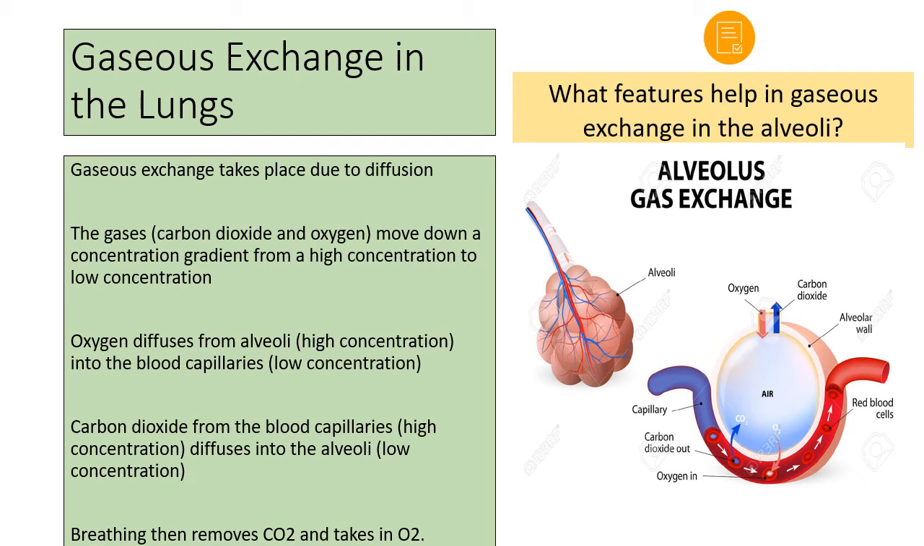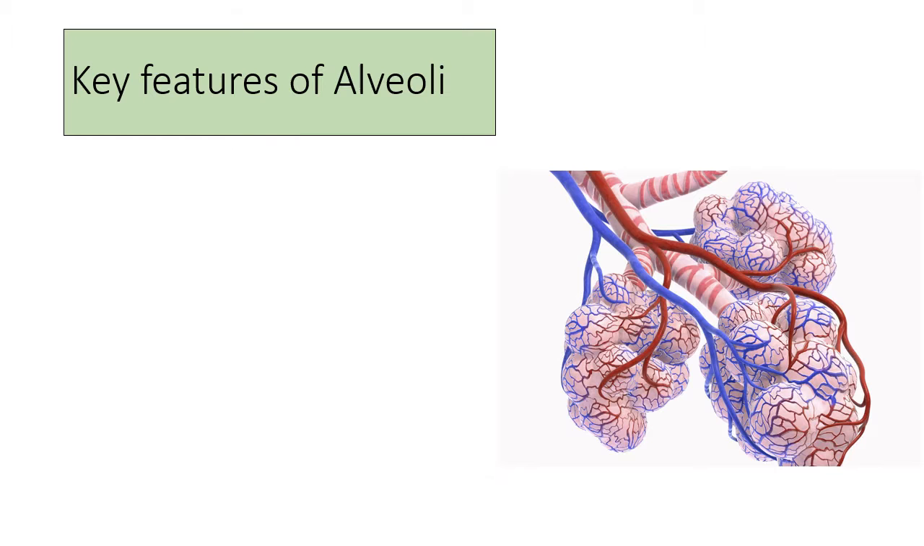I want you to pause your video here and think about what the key features are that help in gaseous exchange in the alveoli. One of the things that we talked about was the idea of there being a thin wall around each alveolus. That helps with diffusion, the pathway between the oxygen going from the alveoli to the capillaries, then to the working muscles, and the carbon dioxide coming from the capillaries back into the alveoli. We'll look on the next slide now at other key features.